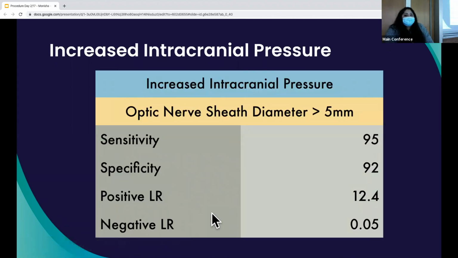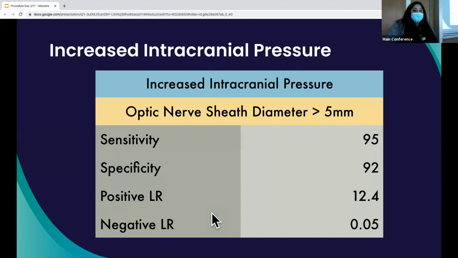Some more data for this. This was done in a systematic review of 12 studies, and they did an ultrasound measurement of the optic nerve diameter. They used the threshold of 5 millimeters for adults. If you're looking at kids 1 to 17 years old, 4.5 millimeters, and then the threshold for less than a year old, if you're able to get a sono on their eye, is 4 millimeters.